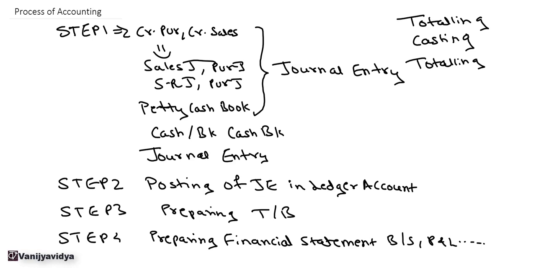Then step 2, posting of journal entry in ledger account. What all errors can happen here? See, posting the entry for wrong amount. Then posting the entry in wrong ledger account.